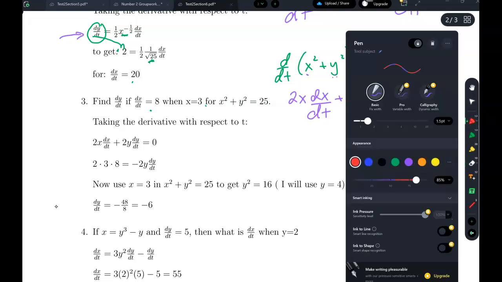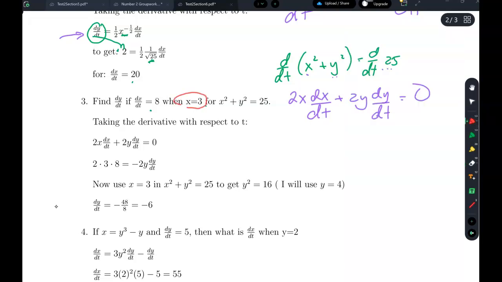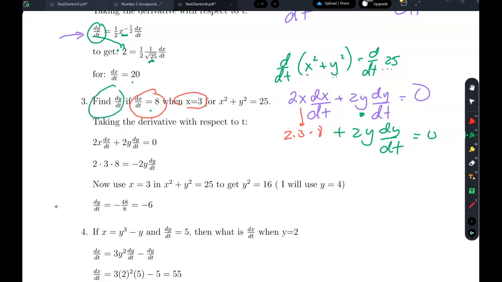Okay, so let's look back. So they're telling me x is 3. I can put 3 in there. So I have 2 times 3, right? And I think they tell me dx dt is 8. So I put that there. And then let's look at the next one. So I've got plus 2 times, I don't know why right away, so I'm going to stop and think about that. Oh yeah, and dy over dt is what I'm trying to solve for. So that's okay that that's there. So my goal is to find y.